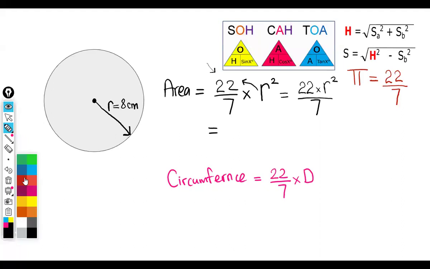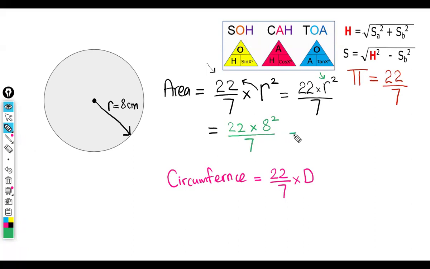So let me get a different color here. 22 multiplied by, how much is the radius? Well, the radius is 8. So it's 8 squared divided by 7. We all know 8 squared is 64, right? Or you can just type in 8 squared on the calculator. Let's see what we get. 22 multiplied by 64, which is 8 squared, divided by 7. I'm getting this on my calculator: 201.14 to 2 decimal places.